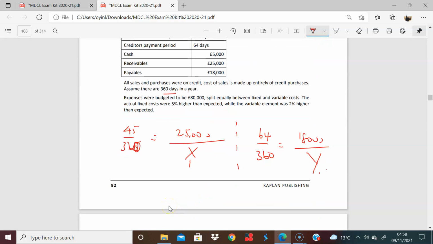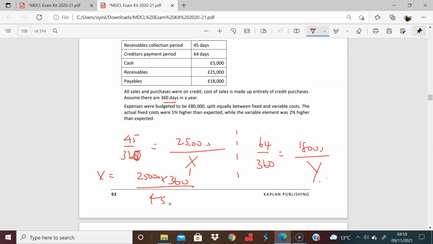So if I'm just finding what X is, I'm just sort of cross multiplying. If you can see where we're going, just use whatever math tools you're using to play around with this. I would take this over there and take this over there. So in effect, X here becomes 25,000 times 360 divided by 45. And Y here becomes 18,000 times 360 divided by 64.